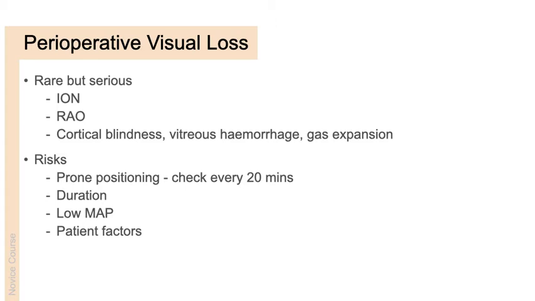The anterior variant being characterized by blood flow disrupted to the anterior portion of the optic nerve. That's most common in cardiac surgery. And the posterior ischemic optic neuropathy is to the posterior portion of the optic nerve. It's more common in spinal surgery.